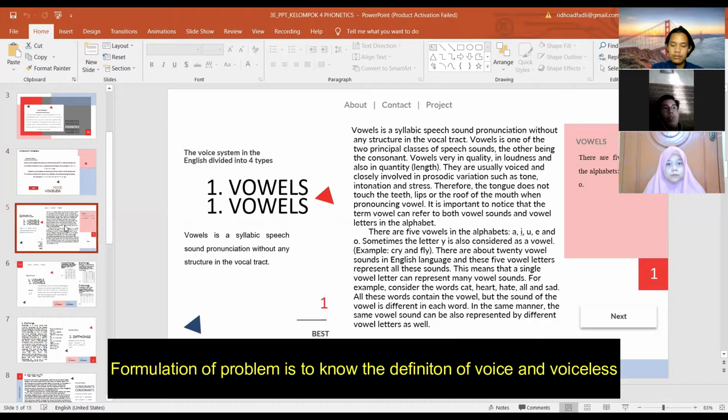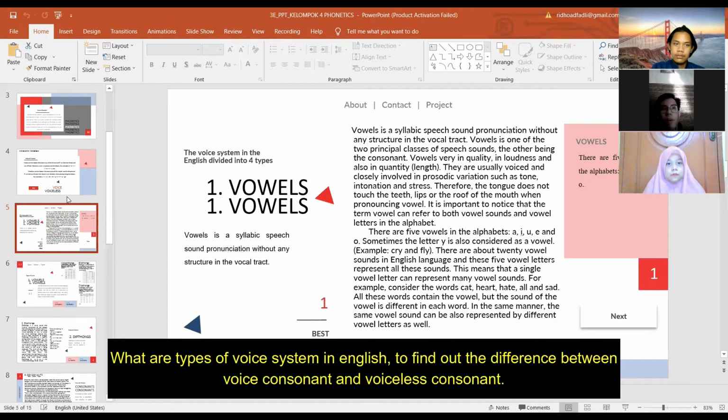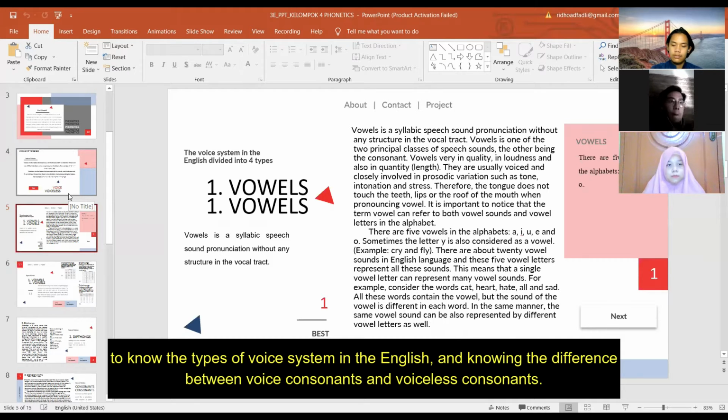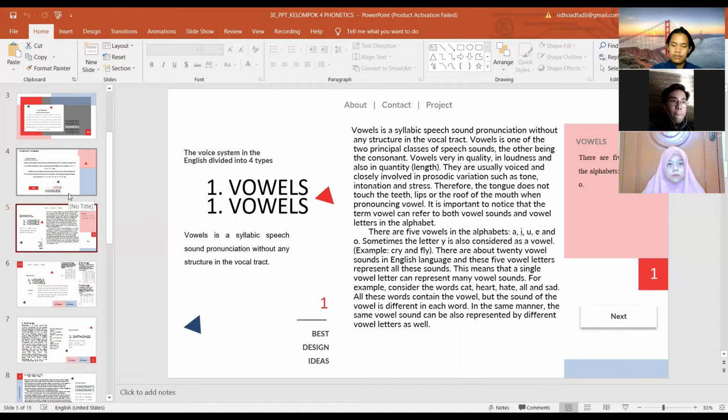Formulation of the problem: to know the definition of voice and voiceless; what are the types of voice system in English; and to find out the difference between voice consonants and voiceless consonants. The purpose is to know and understand what voice and voiceless are, know the types of voice system in English, and know the difference between voice consonant and voiceless consonant.